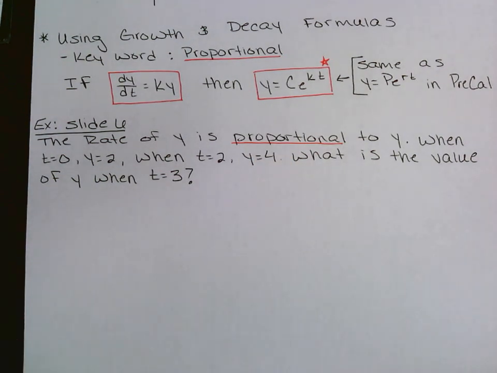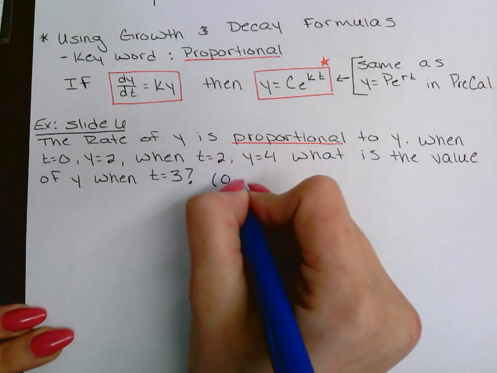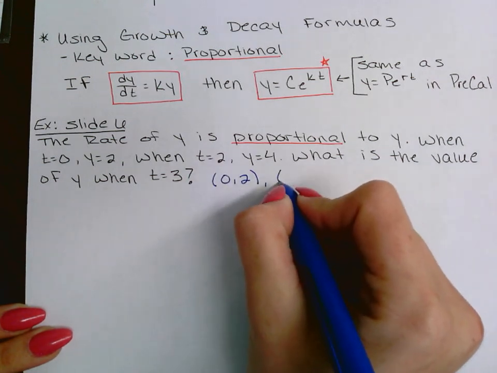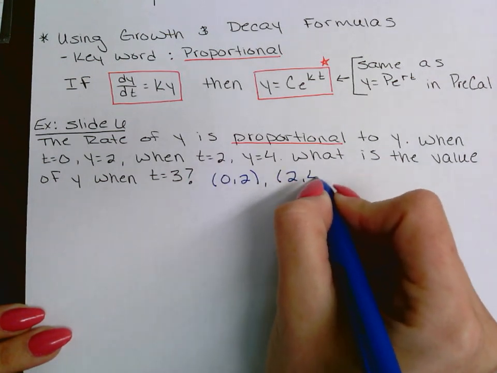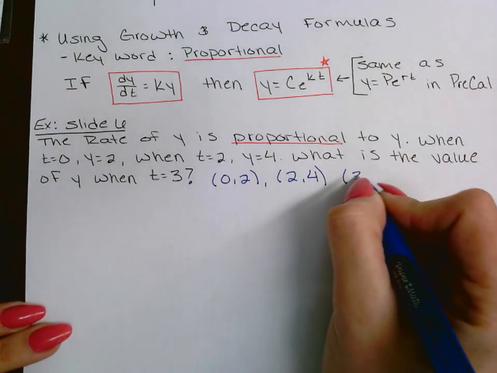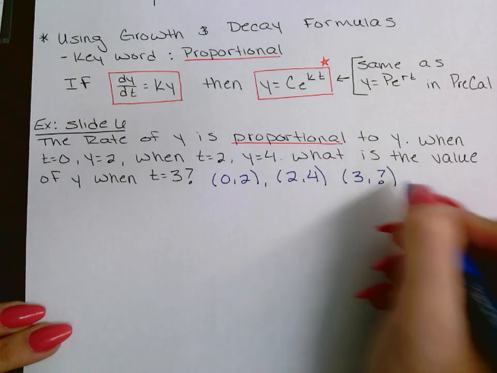So this question says the rate of y is proportional to y. I believe I made a mistake there. Give me 1 second. All right, everything is as it should be. So then it tells you when t is 0, then y is 2. What they're starting to do here is they're starting to give you ordered pairs. So the first ordered pair that they give you is 0, 2. And then they say that when t is 2, y is 4. So there's your second ordered pair. And then they ask you, what is the value of y when t is 3? Okay?